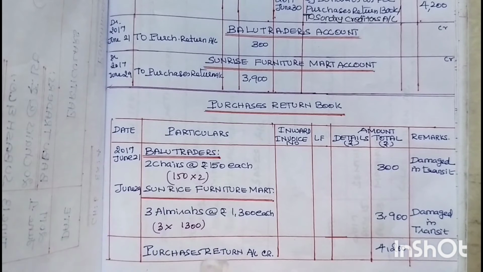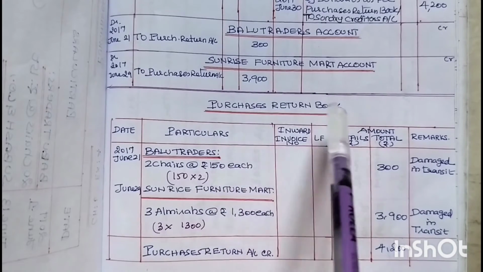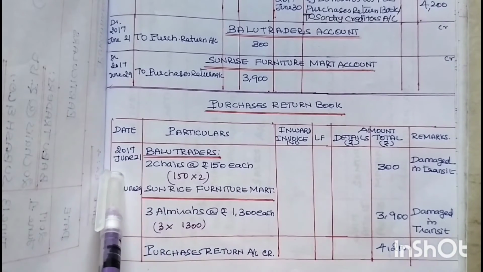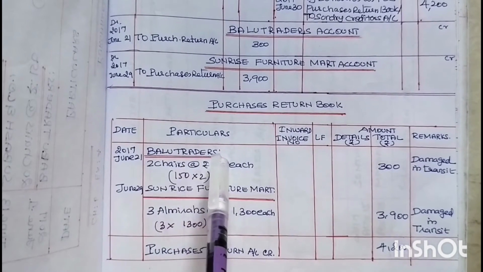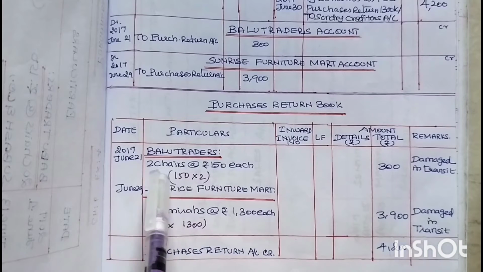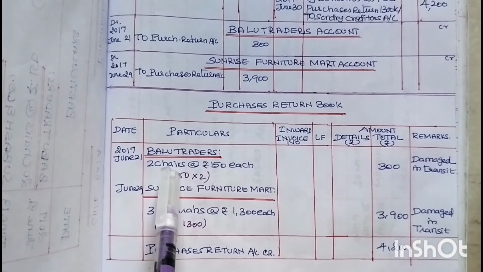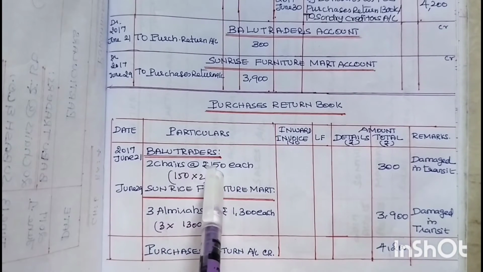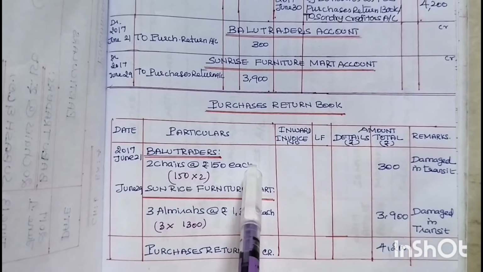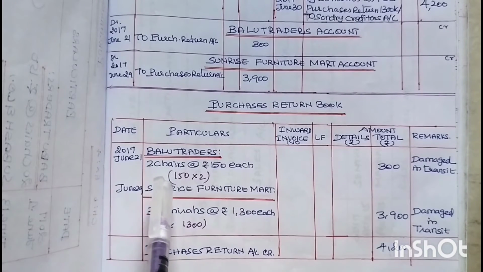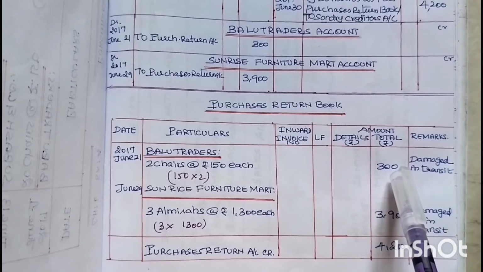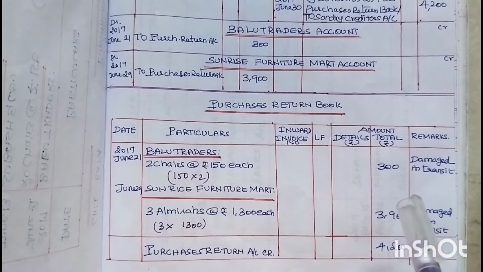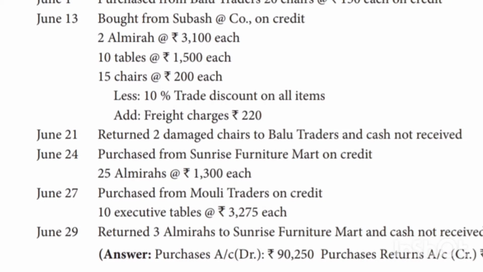Okay. So we take the purchases return book dated 2017 June 21. In the particulars column we write Bolu Traders. The name of the item is chairs. 2 chairs we returned. How much rupees? Each chair is rupees 150. How much for 2 chairs? 150 into 2, we got 300. So we enter the 300 rupees into the total amount. Remarks: damaged goods. Okay, let's see the next transaction.